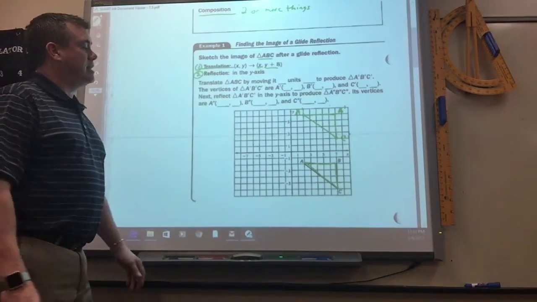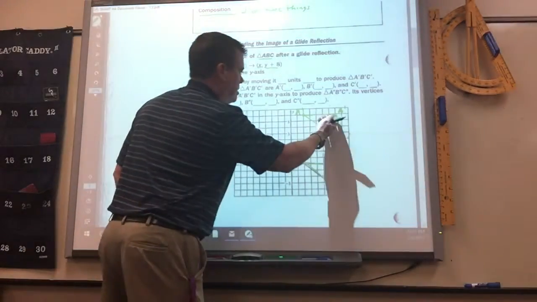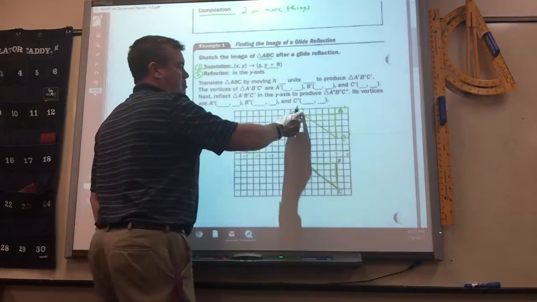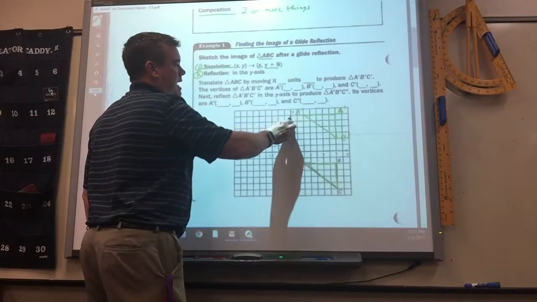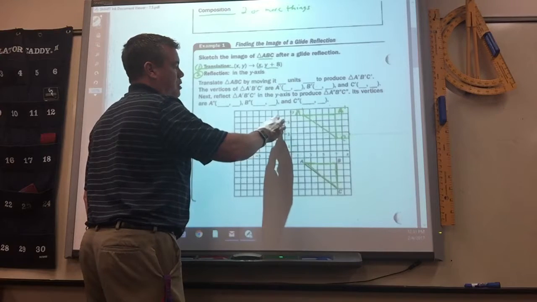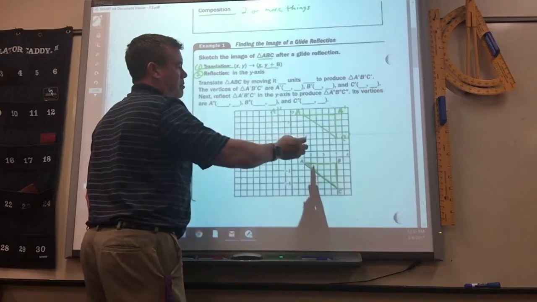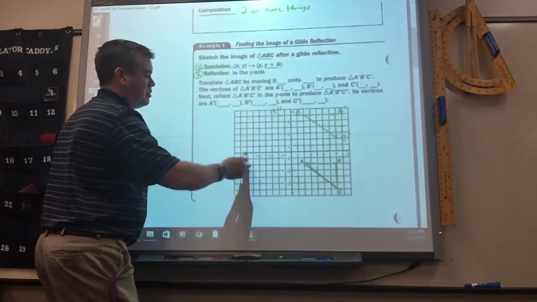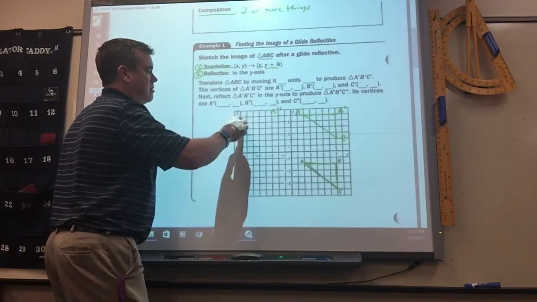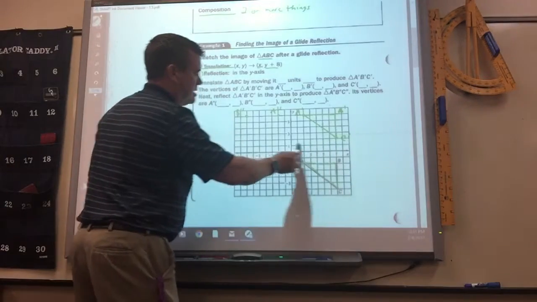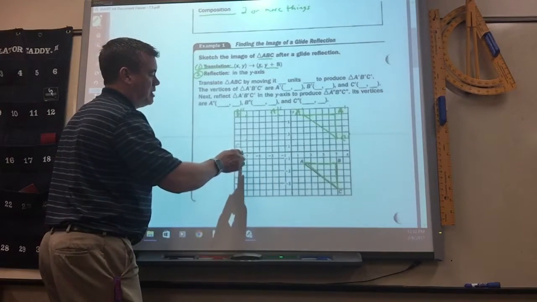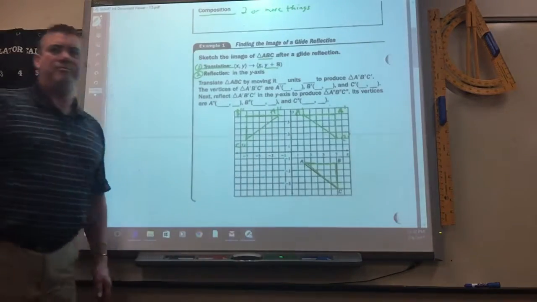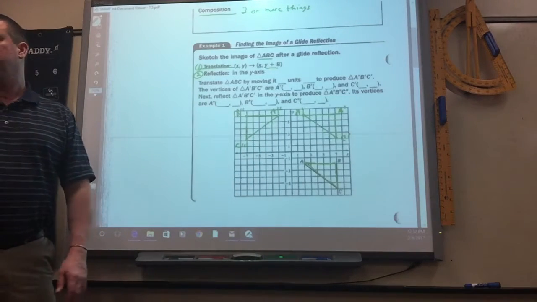Now we got to reflect it in the y-axis. Here's the y-axis, so it's going to flip over here. So remember, the points just stay the same distance away. A prime is 2 away, so you go 2 on the other side. It's A double prime. B is at 7, so B double prime would flip over here to -7. And then C would flip over here. Okay? So it's just 2 and 1.